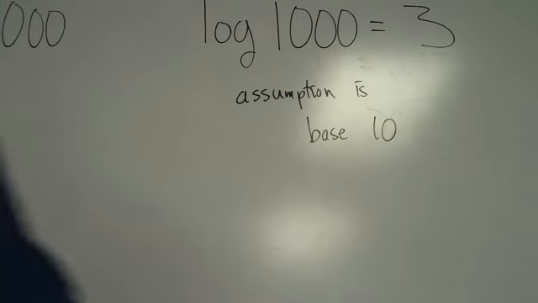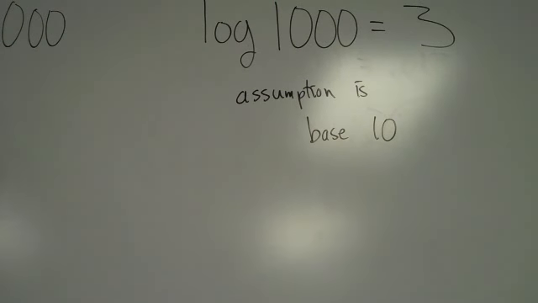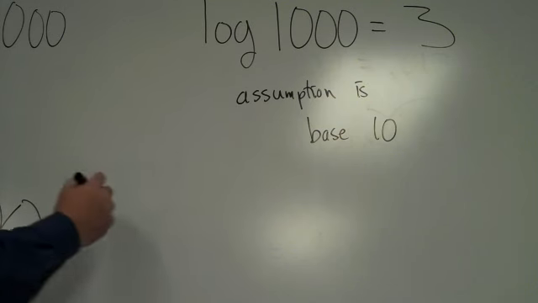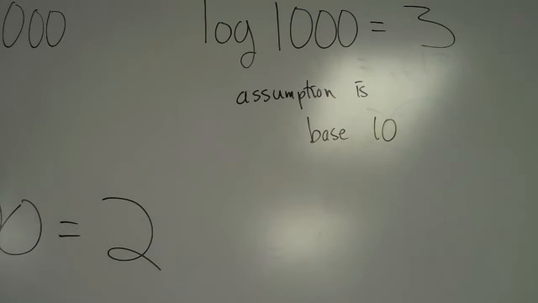So if you see this question on a test, what is the log, and you don't see a base, of 100? You're supposed to ask yourself, 10 raised to what power gets me 100? And what would that answer be? 2. So if you don't see anything, it's 10. If you see something, it's a different base, and you got to ask yourself a different question.